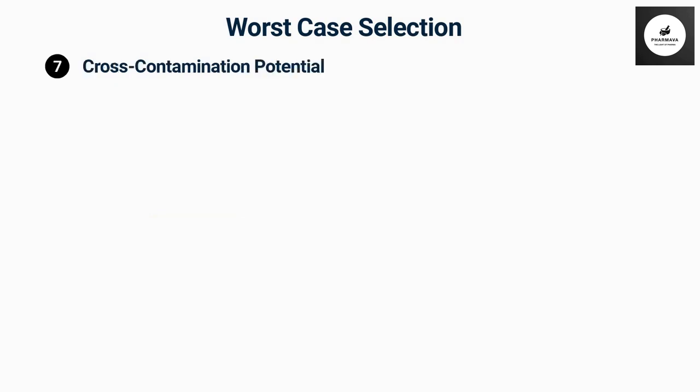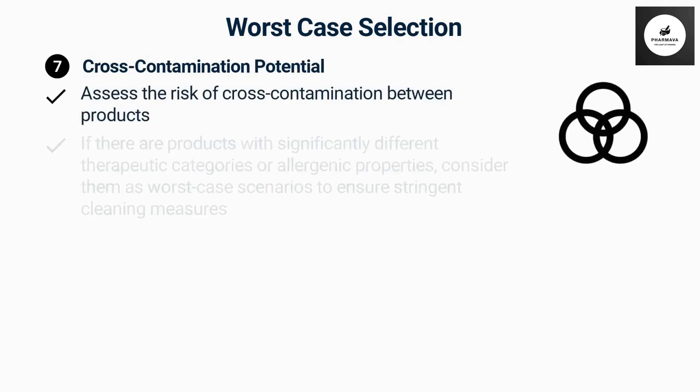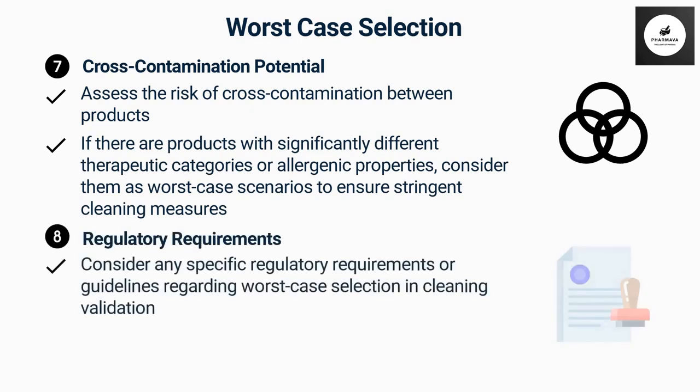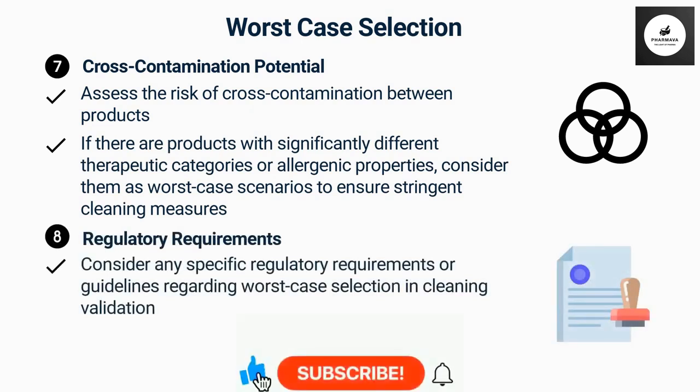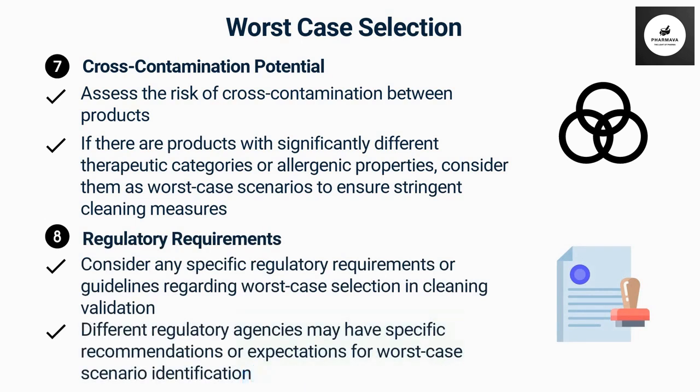Cross-contamination potential. Assess the risk of cross-contamination between products. If there are products with significantly different therapeutic categories or allergenic properties, consider them as worst-case scenarios to ensure stringent cleaning measures. Regulatory requirements. Consider any specific regulatory requirements or guidelines regarding worst-case selection in cleaning validation. Different regulatory agencies may have specific recommendations or expectations for worst-case scenario identification.